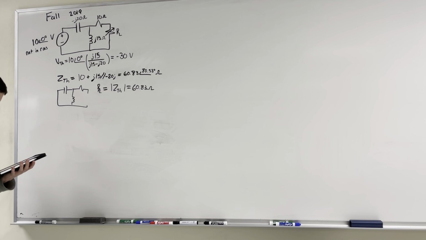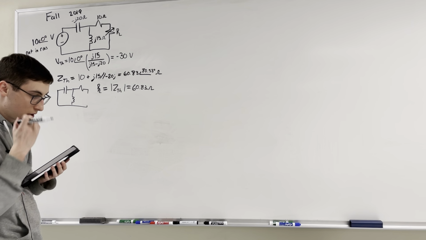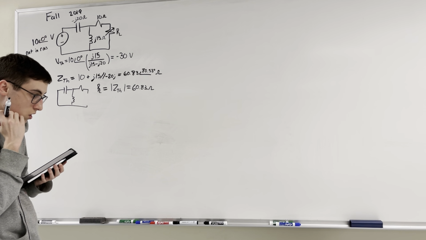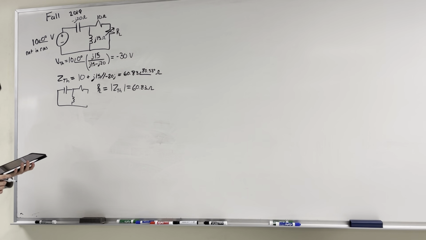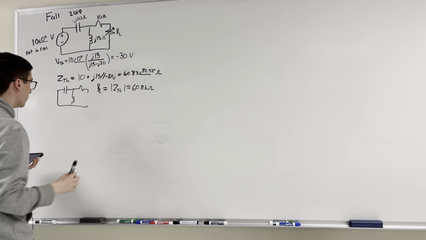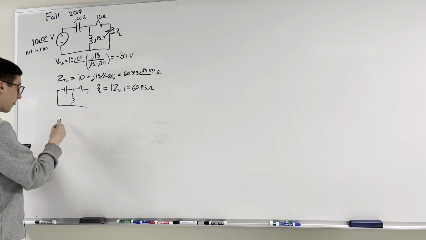Now the problem asks us to find the maximum average power delivered to this resistor. So we'll do that. We're going to redraw the circuit with Thevenin's equivalent.